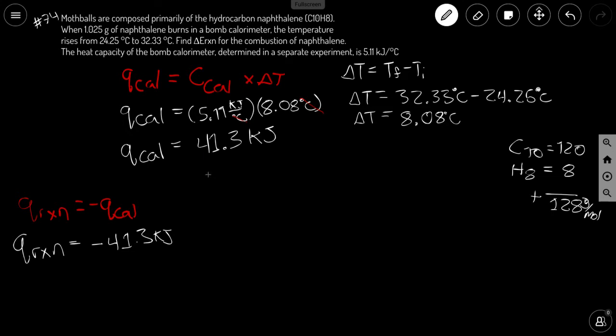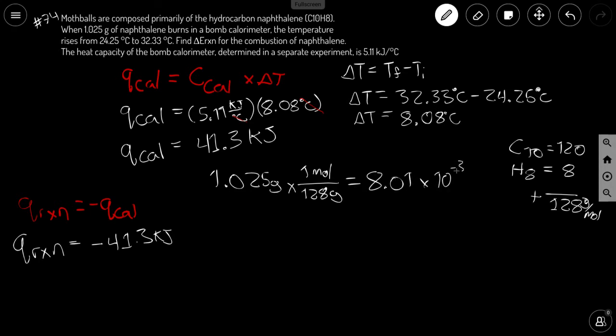All right, so let's go ahead and do stoichiometry to convert the amount of grams into moles. That's going to give us 8.01 times 10 to the negative 3 moles C10H8.